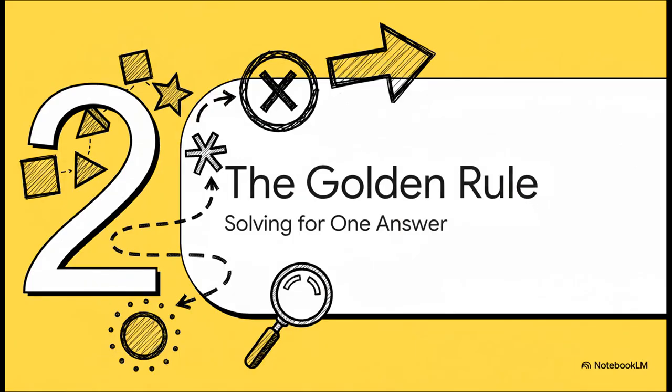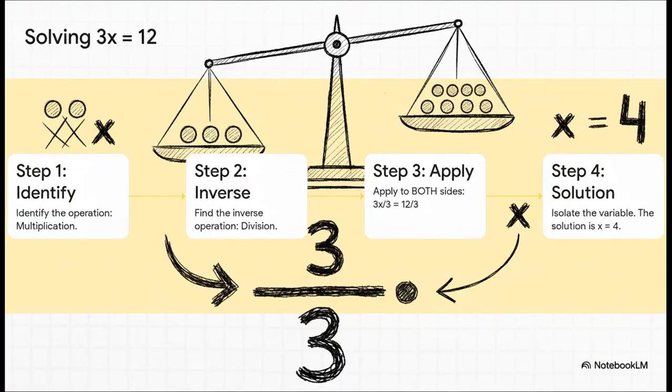All right, enough talk. Let's actually put this into practice. We're going to start with the more straightforward sibling, the equation. This is where we're on the hunt for that one single solitary answer. Okay, let's take a look at 3x equals 12. Our goal is to get x all by itself. So we've got to undo that times 3. And what's the inverse of multiplication? Division, right? So we apply our golden rule. We divide both sides by 3 to keep the scale balanced.